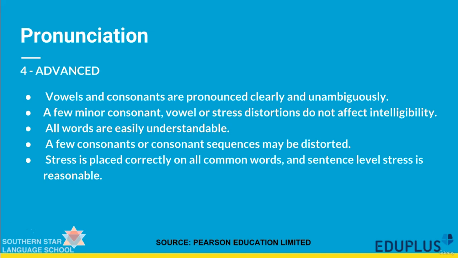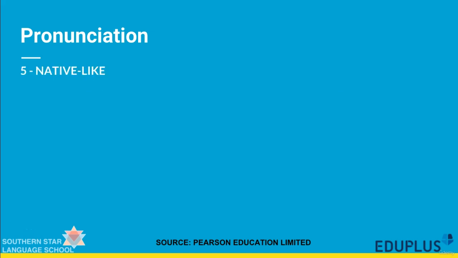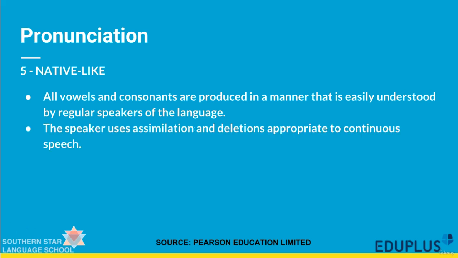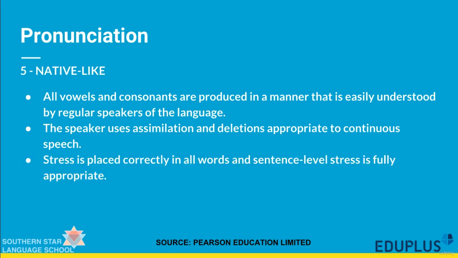And a person will get 5 points if their pronunciation is native-like, where all vowels and consonants are produced in a manner that is easily understood by regular speakers of the language. The speaker uses assimilation and deletions appropriate to continuous speech. Stress is placed correctly in all words, and sentence level stress is fully appropriate.